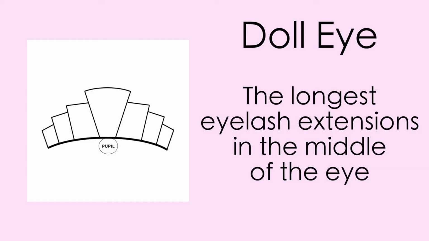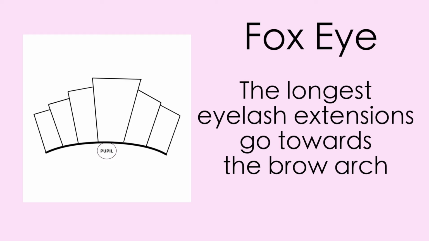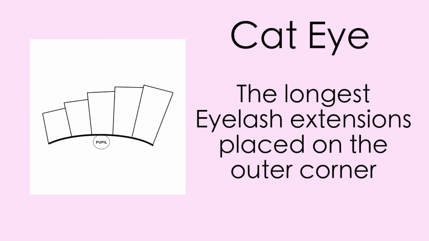Let's move on to blueprints. There are 3 common blueprints that eyelash technicians use: doll eye, fox eye, and the infamous cat eye. Doll eye blueprint or style focuses on adding longer lashes in the middle of the eye, which creates an open eye effect. In the fox eye style or blueprint, the longest lashes go right in the arch of the eyebrow. And in the famous cat eye blueprint or style, our longest lash extensions go to the outer corners of the eyes.